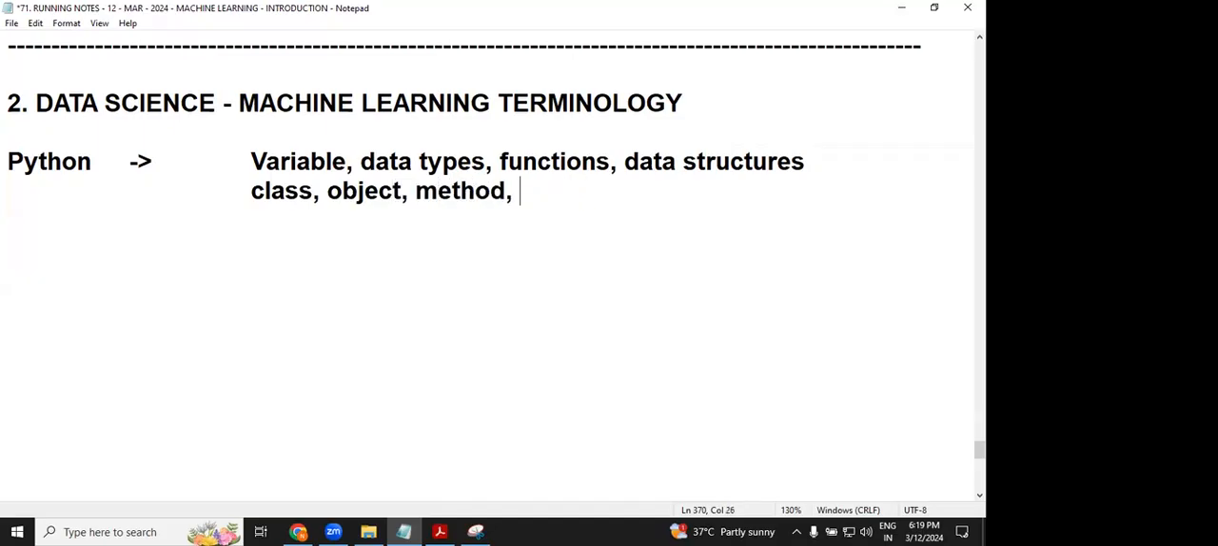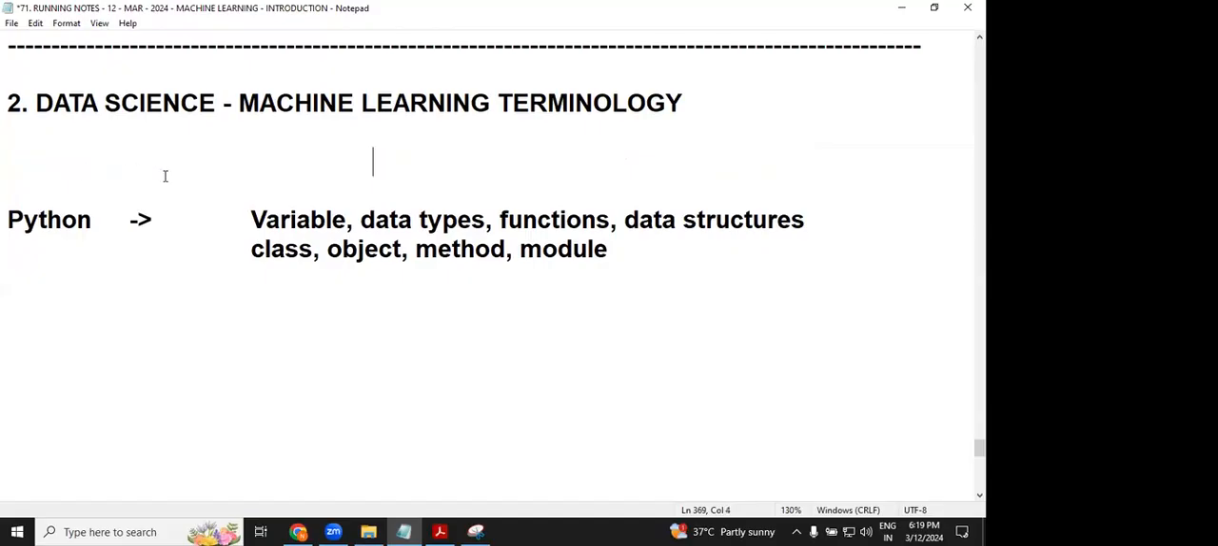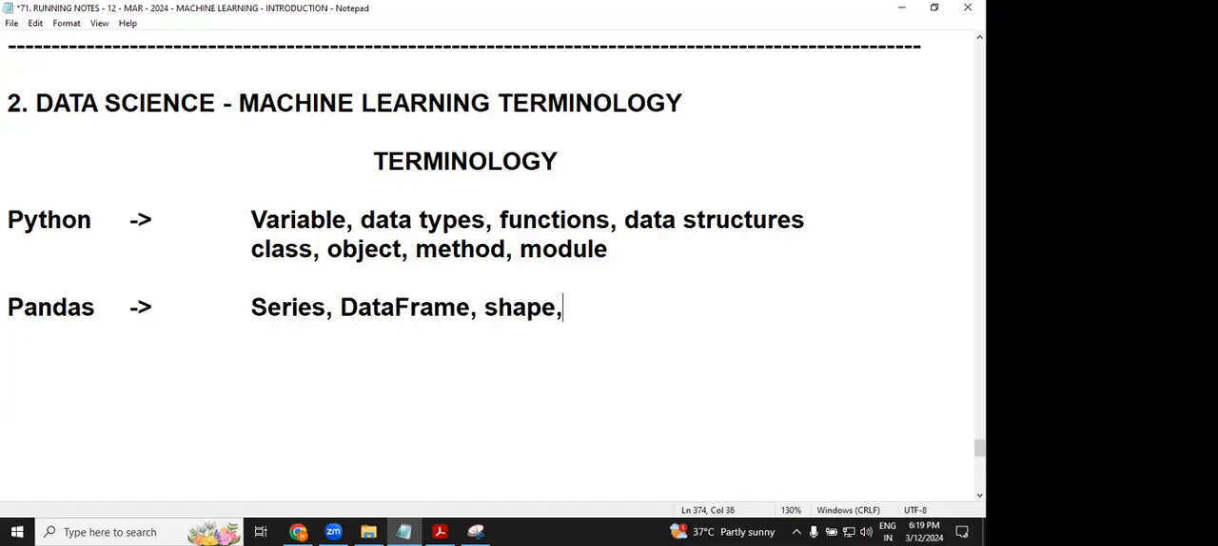If I say module, immediately you need to remember Python. If I say data structure, immediately you can remember Python, later pandas. I would like to say this is the terminology. Good. Now I need help from you. Pandas. Tell me. Very nice. Series. Next one is data frame. Next one is shape. Next one columns, rows, group by, sorting. These are all things that belong to pandas.